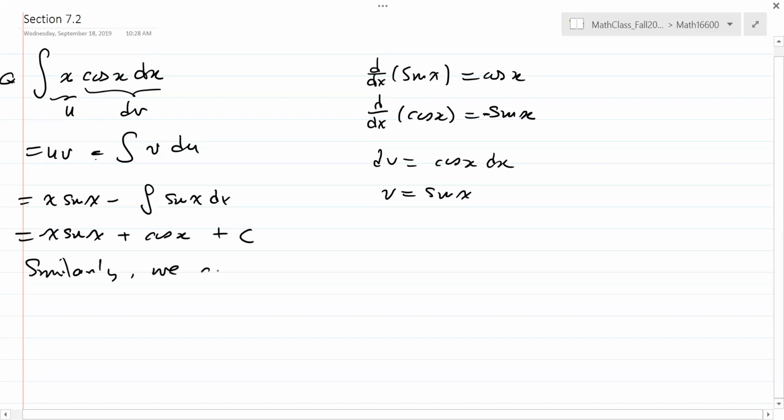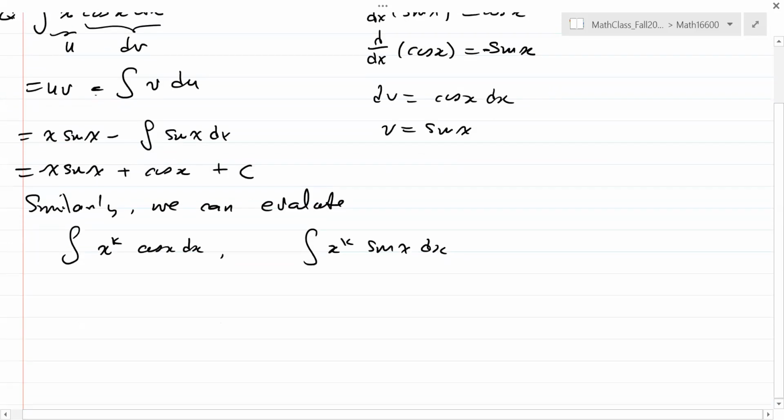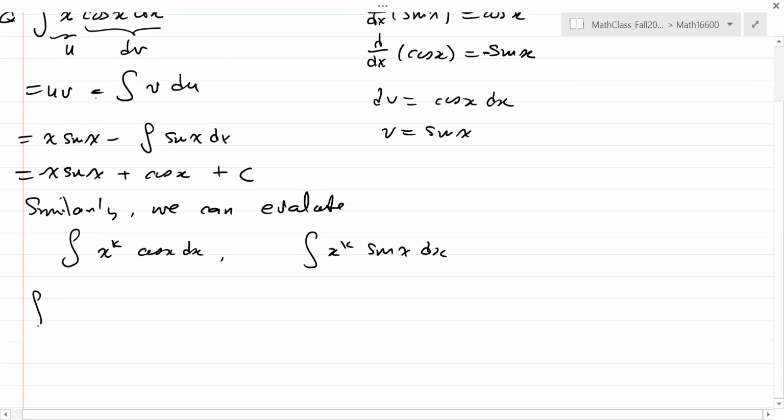Similarly, we can evaluate the integrals of, in general, x to the power k cosine x dx, and x to the power k sine x dx. Okay? And just step by step, you differentiate x to the k, then you reduce the power from x to the power k to x to the power k minus 1. Eventually you get x to the power 0, then it's done, right? Okay, so same idea, let's try this.